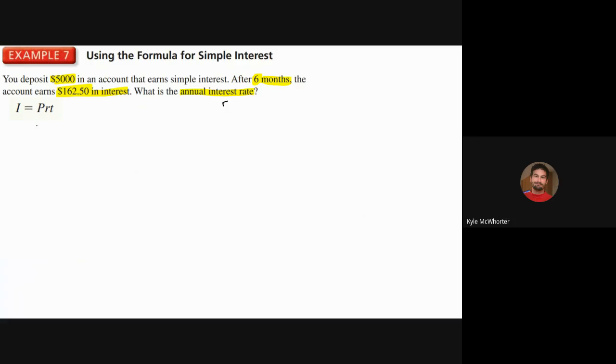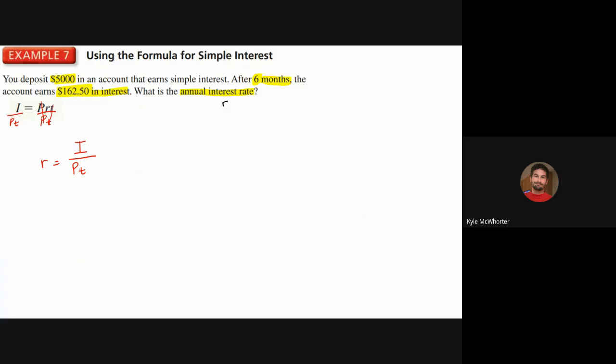So if I wanted to solve for R, what I'm going to do right now is I'm just going to solve this equation for R. R right now is being multiplied by P and T. So if I divide both sides by P and T, then the P's and T's will cancel, and I'll get R equals I divided by PT. Okie dokie.